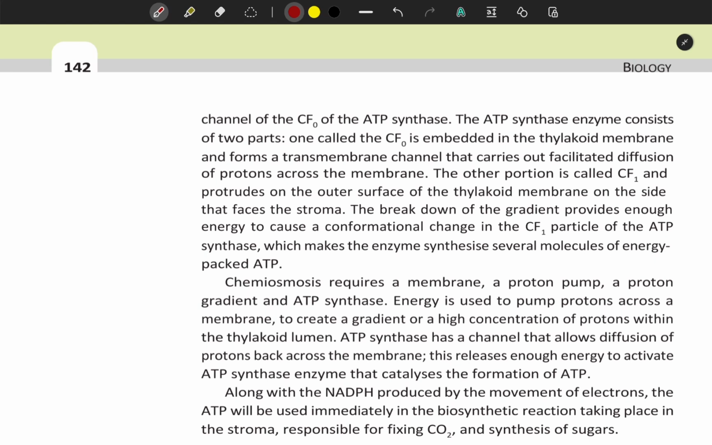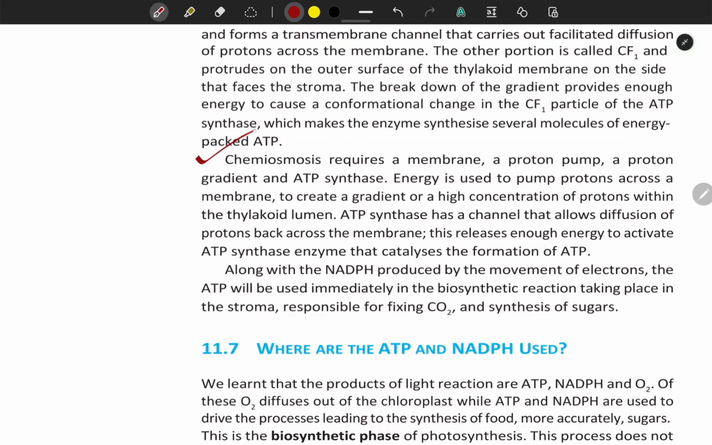The breakdown of the gradient provides enough energy to cause the conformational change in the CF1 particle of the ATP synthase, which makes the enzyme synthesize several molecules of energy-packed ATP. Chemiosmosis requires a membrane, a proton pump, a proton gradient, and ATP synthase.